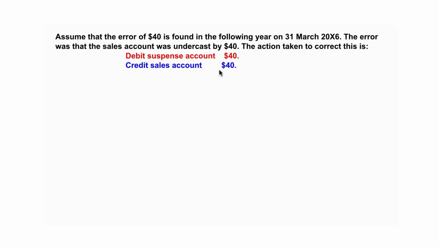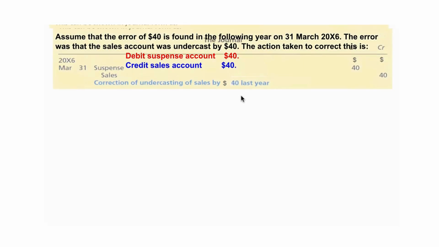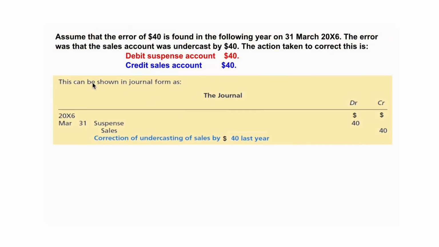So the sales account is credited 40, and we debit the suspense account, because there is no entry to write on the debit side, as the debit side is correct. It has been corrected. In that case we have to debit the suspense account. So we have to pass the journal entry in the journal: suspense account debit, sales account credit.